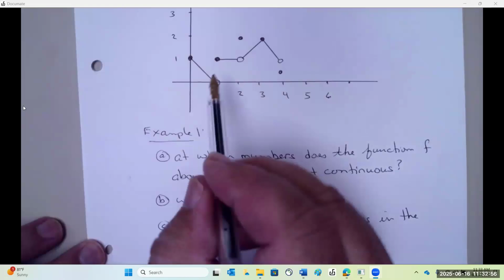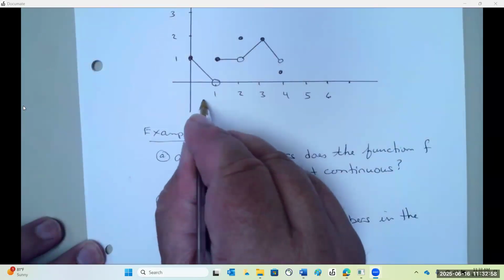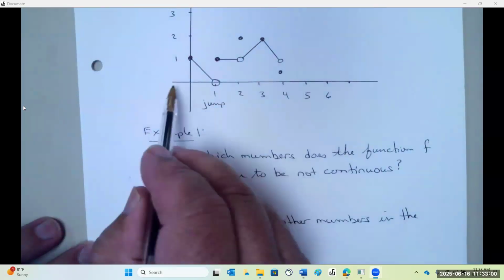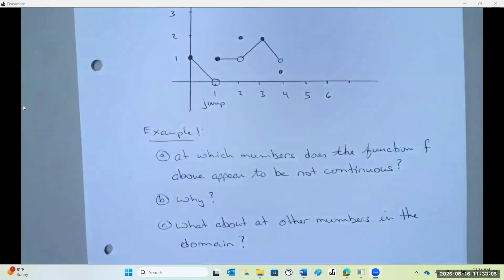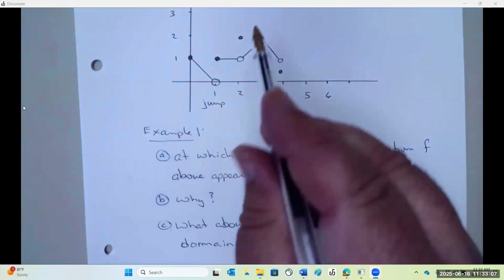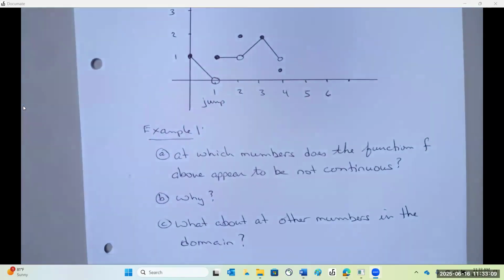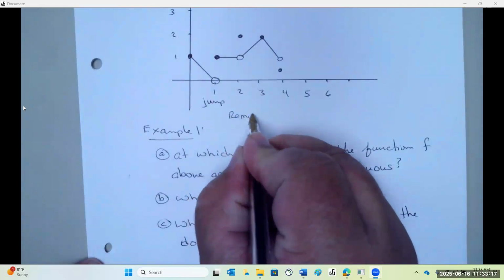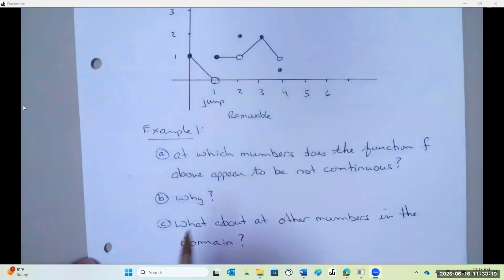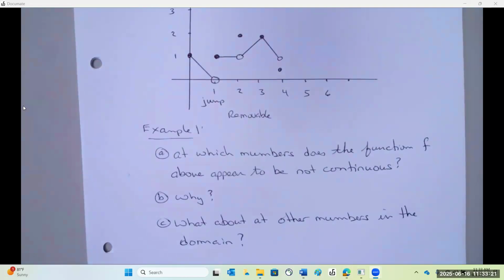So the only jump discontinuity you have here is at 1, because on the left-hand side, it's going down to 0. On the right-hand side, it's going to 1. That's a jump discontinuity. What are 2 and 4? What are those called? Very good. Those are what we call the removable discontinuities. Why are they removable discontinuities?